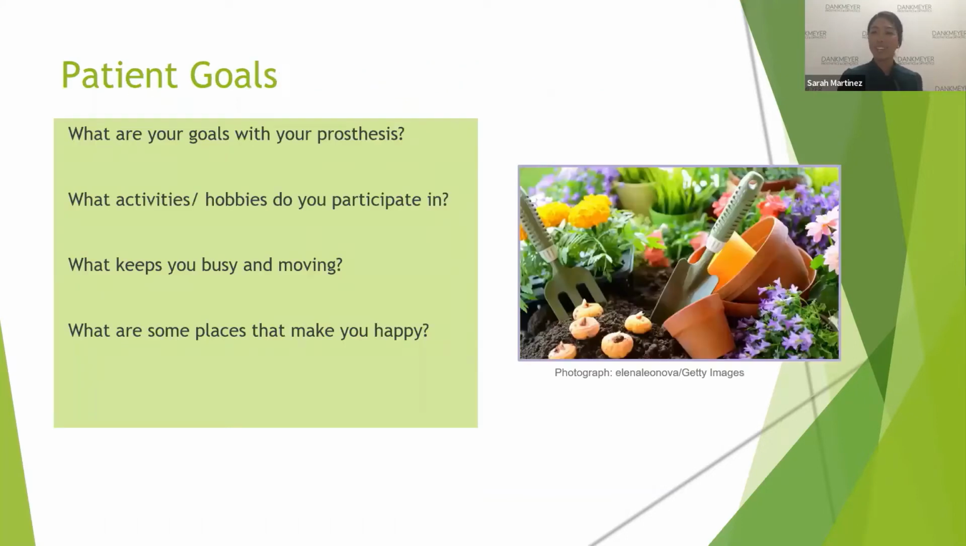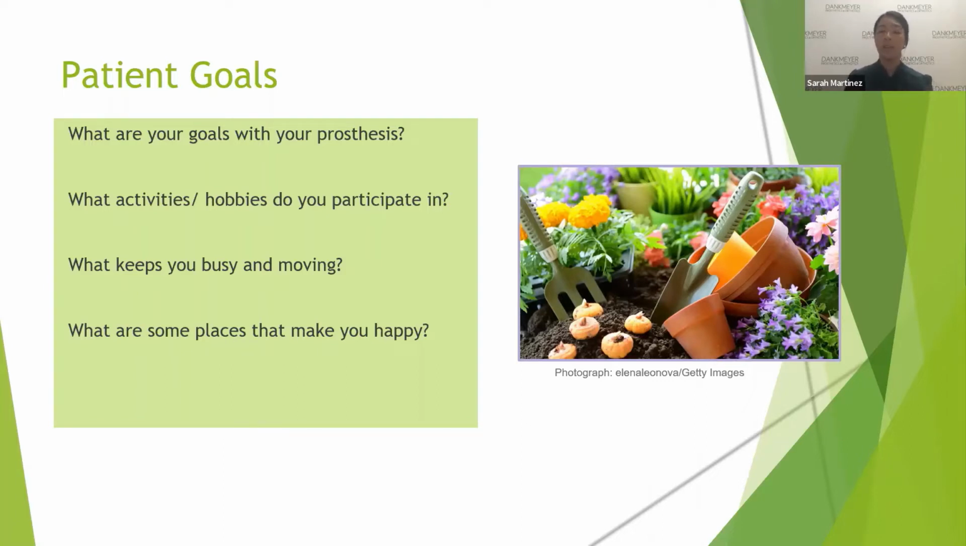So starting off with patient goals. Here are just some questions that I jotted down that we can ask our patients and be creative with these questions so that we can learn and gather more information. So what are your goals with your prosthesis? Oftentimes we'll get from the patient, I want to walk, I just want to move, I want to be independent. And so it's important for us to take those answers into account and deep dive a little bit more. Okay, you want to move, where do you want to go? What kind of things do you want to do?